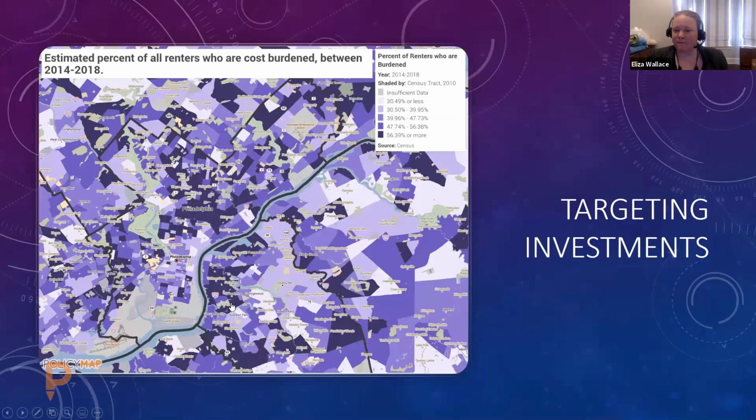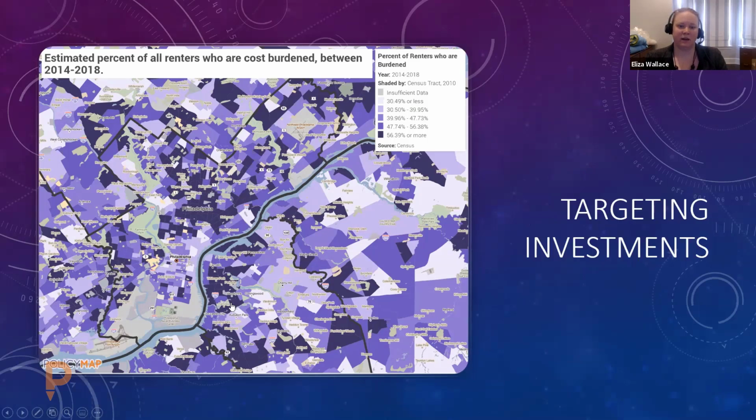Another use for mapping in general and PolicyMap specifically is targeting investments. So we have a lot of clients who are with housing agencies or housing finance agencies, so groups that are basically nonprofit developers who make sure that there are developments going up that have at least a large percentage of housing reserved for people and families with lower incomes. And so they turn to maps like this to figure out where they need to be focusing their efforts.